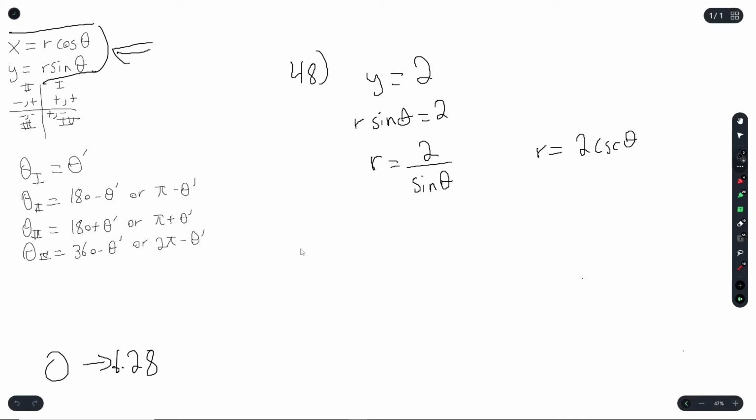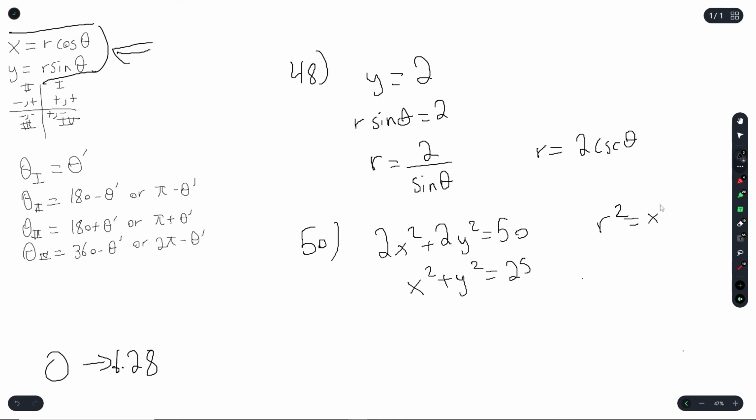The next one is question 50. So 2x squared plus 2y squared equal 50. We divide both sides by 2, so x squared plus y squared equal 25. And since we know that r squared is equal to x squared plus y squared, we can just substitute this by r squared. So it will be r squared is equal to 25. So the answer will be r is equal to plus minus 5.